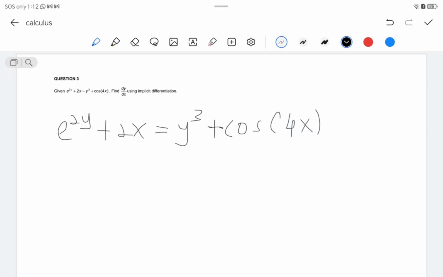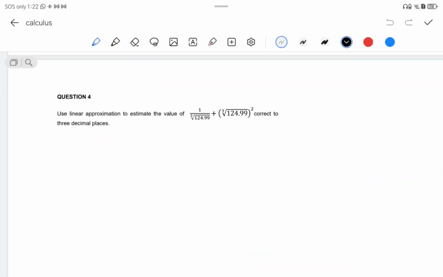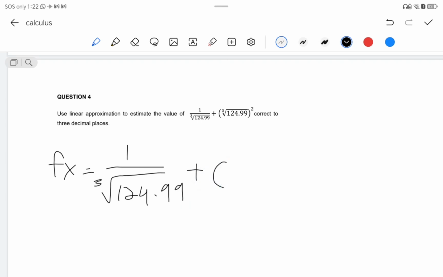The last question will be explained by Tahfiz. Wow, thank you Zafran. Now I will explain the last question. This question will be using linear approximation, and it is to estimate the value of the function at a point near a known value. The question is f(x) equals 1 divided by cube root of 124.99 plus the cube root of 124.99 to the power of 2.